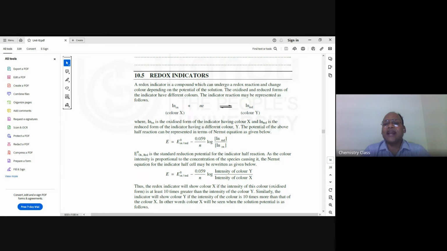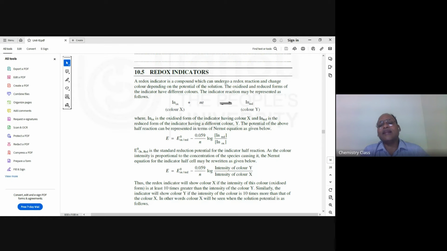The oxidized and reduced forms of the indicator have different colors. As we discussed in the last class, sometimes it is blue in acidic medium and red in alkaline medium. Like that, here the color will change with oxidation. When it is oxidized it has one color, and when it is in the reduced form, the color will change.